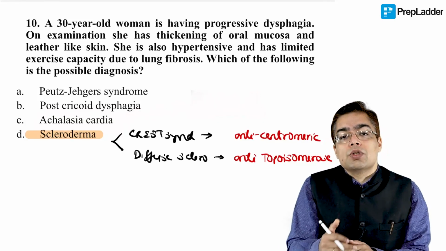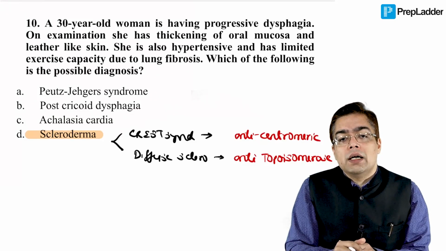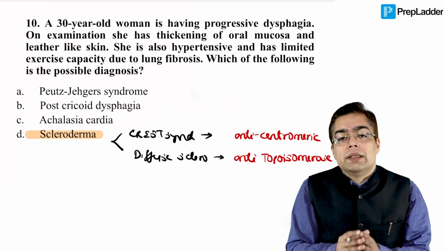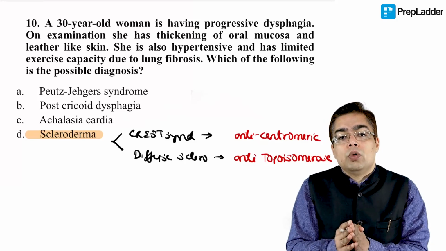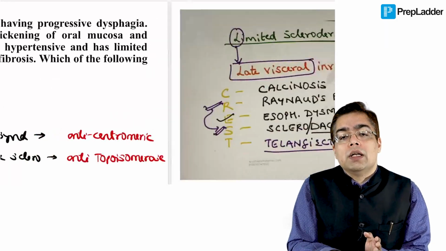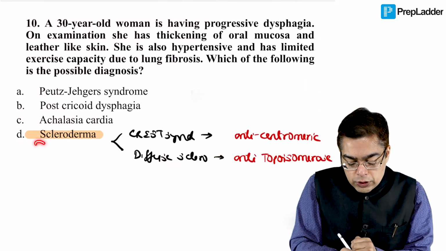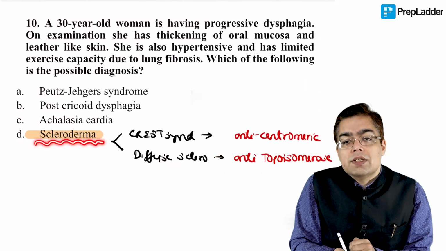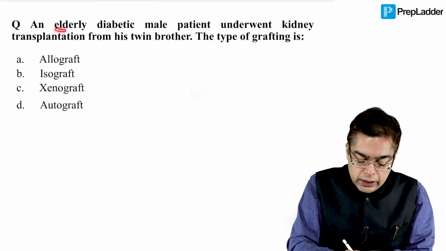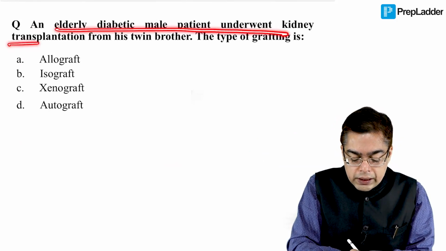So having said those important points, easy for us to understand the backbone of this question, and this can be cracked both as a medicine kind of question, but even with the limited information that we discussed, the question would have been cracked, and therefore the answer happened to be option D, scleroderma. Talking about the next question, an elderly diabetic male underwent kidney transplantation.